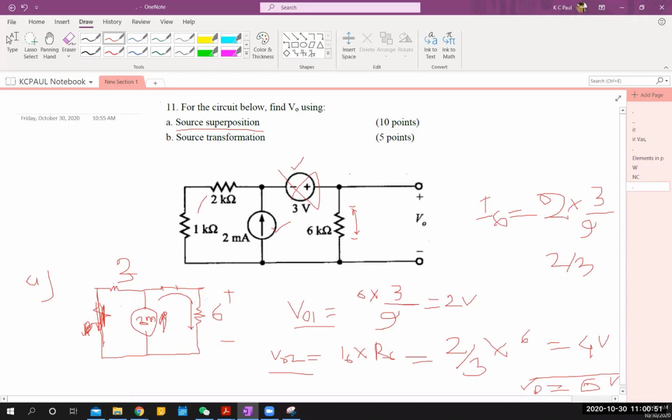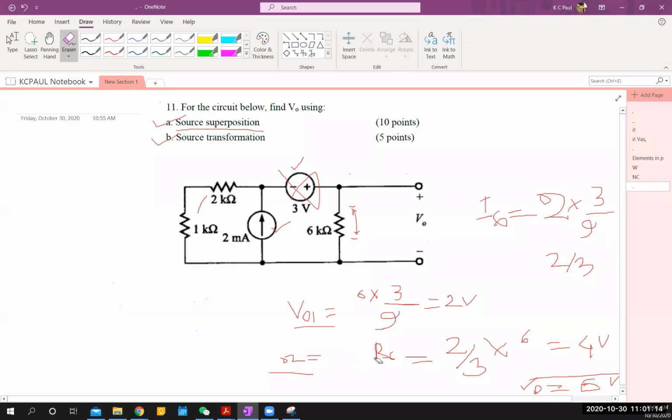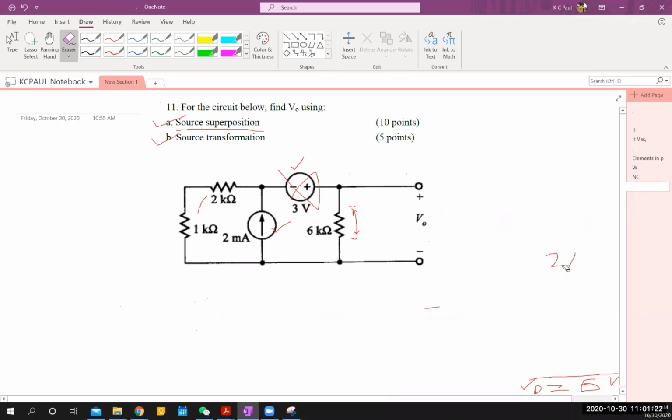Now, if you think that this V out is the correct answer with this first method, what should be the answer in the second method? 6 volts, right? Some of you have made the mistake of using the same circuit, trying to find the same component or value, but getting 2 different values for 2 different circuits. Don't make this circuit very complicated. If you make it complicated, then you will make mistakes. So the second one, source transformation, is much easier.